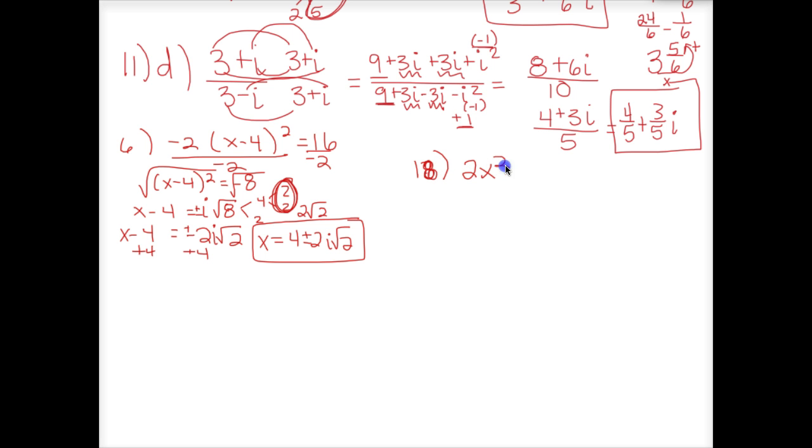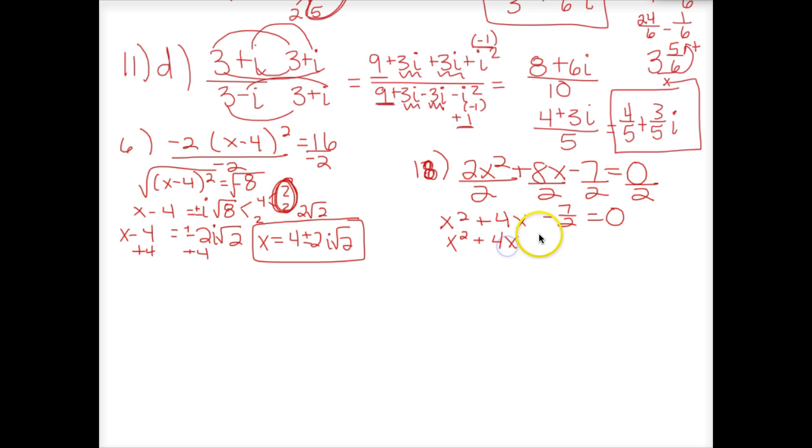So 2x squared plus 8x minus 7 equals 0. When we complete the square, our first step is to divide all terms by a. So divide everything by 2. That gives me x squared plus 4x minus 7 halves equals 0. After I divide all the terms by a, my next step is to put it into x squared plus bx equals c form. So I move the 7 halves to the other side by adding it. Then I set up my blanks so that I can complete the square.